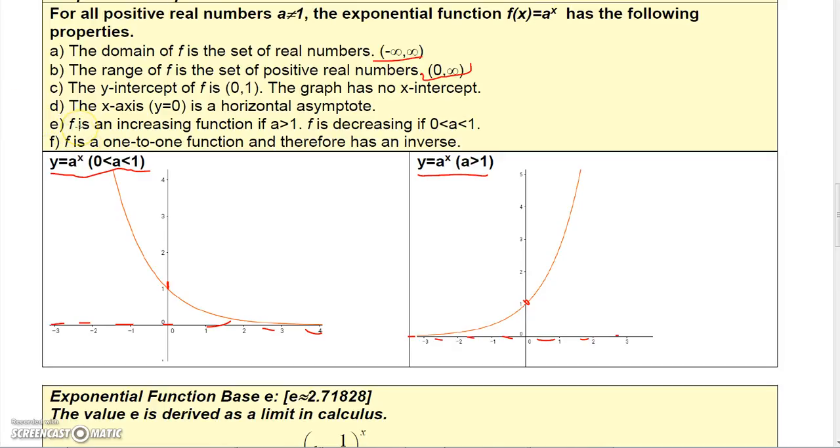And f is an increasing function if a is greater than 1. So like you saw with 2 to the x, if a is greater than 1, it's increasing. And if a is between 0 and 1, it's decreasing as you move left to right. And then the last thing I want to show you is that this is a one-to-one function because it passes the horizontal line test. A horizontal line never crosses it more than once for either one of these graphs. So these are both one-to-one functions, which means they have an inverse.